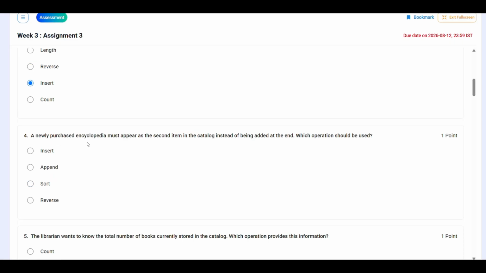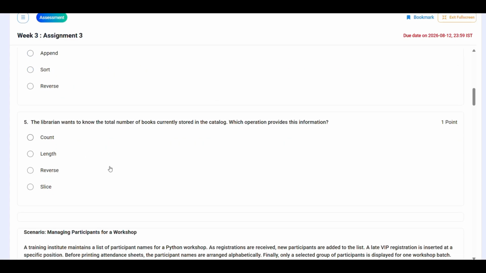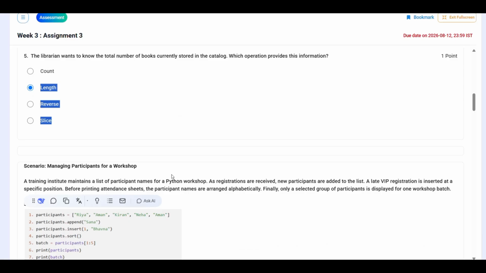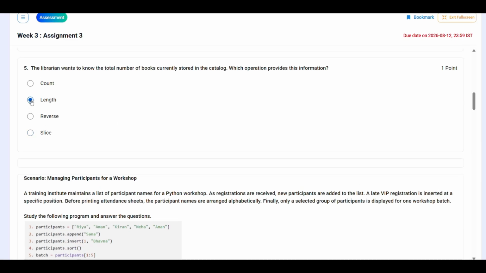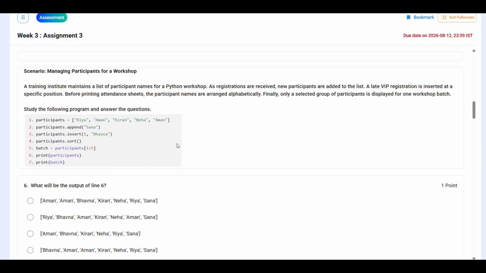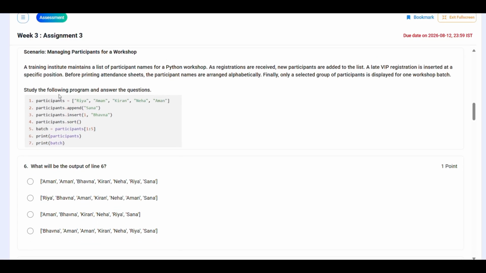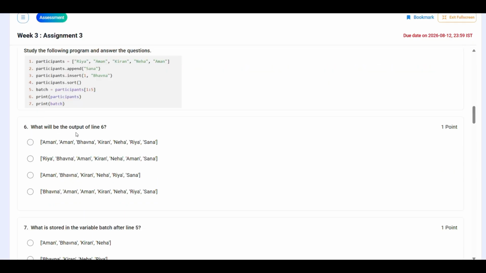In this fourth question, a newly purchased encyclopedia must appear as the second item in the catalog instead of being added at the end. Which operation should be used? Insert is correct. Then in the fifth, the librarian wants to know the total number of books currently stored in the catalog. Which operation provides this information? The length will provide this information.